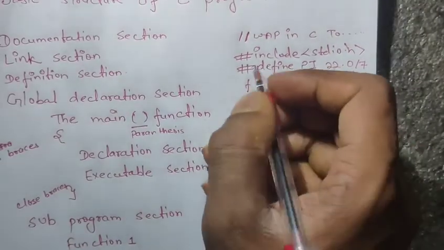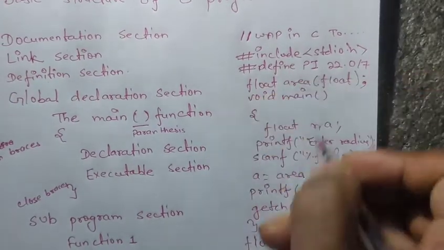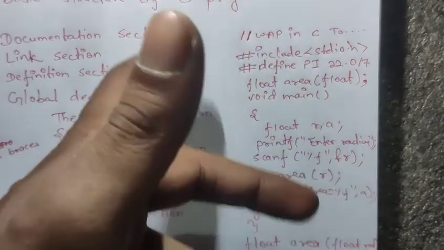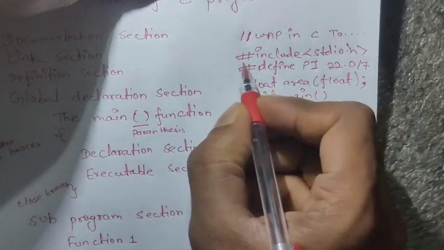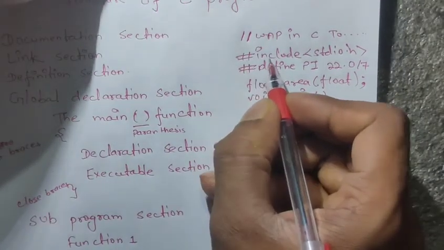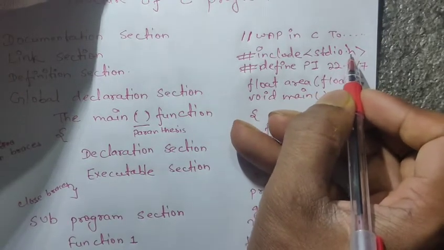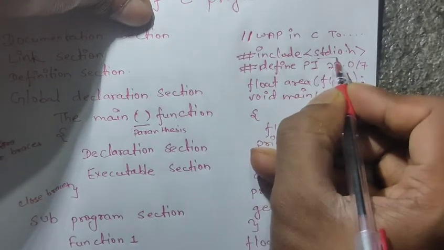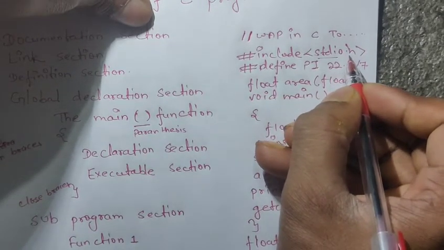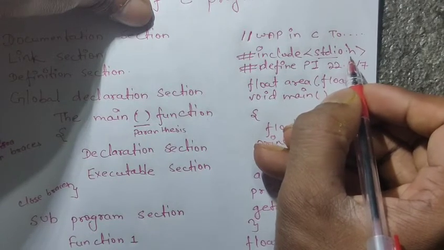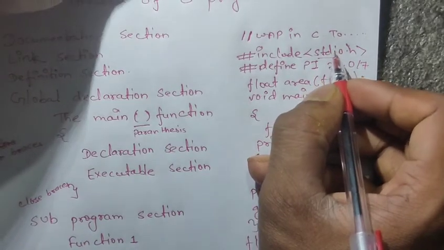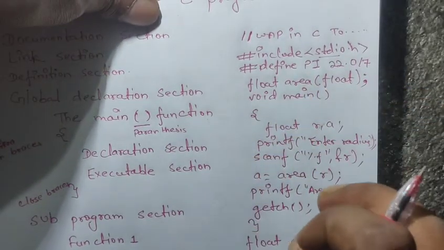Let's see another thing, the link section. We must include a link in a program so that whatever functions we use can be fetched from there. You are seeing here #include <stdio.h>. Here stdio means standard input output, and .h means header file. Dot means period here, and h means header file. This header file is included in the link section to fetch some functions for the program.